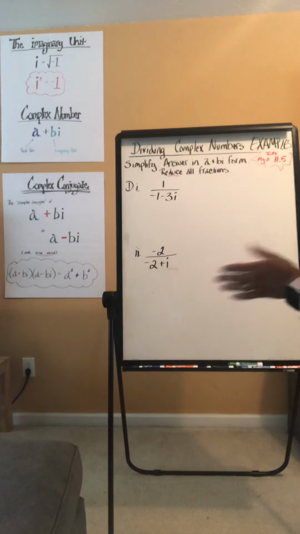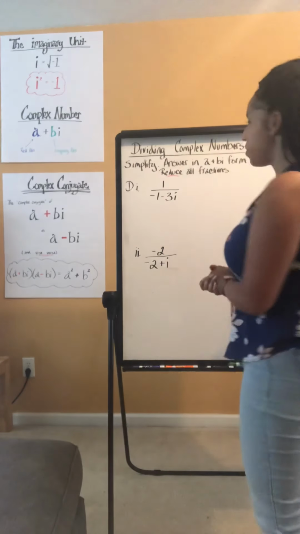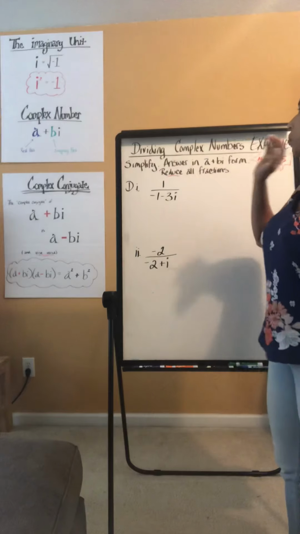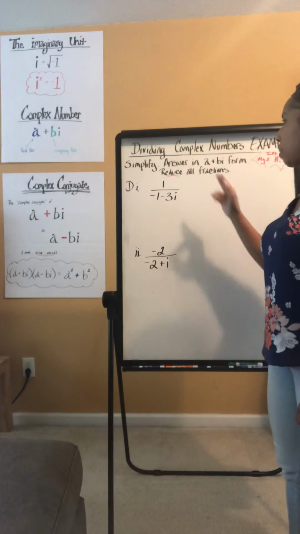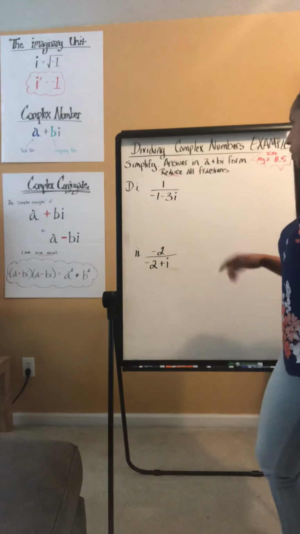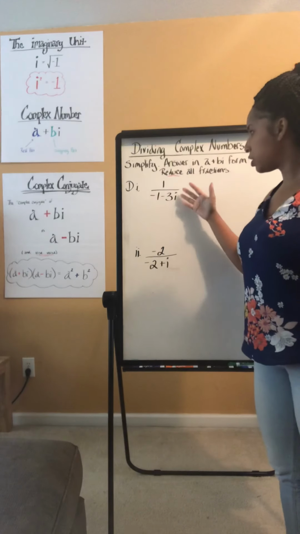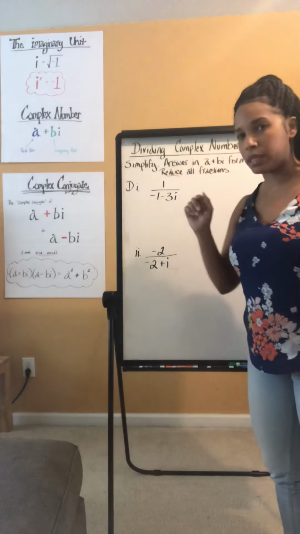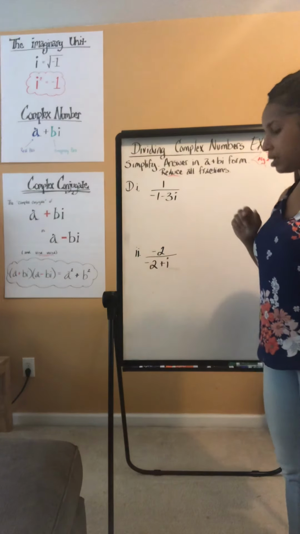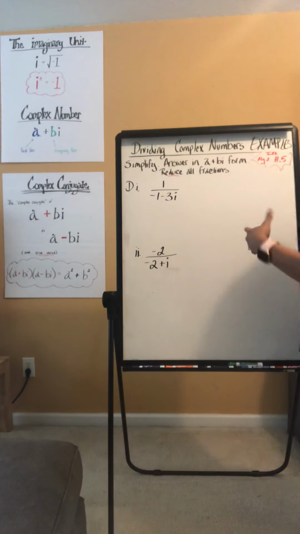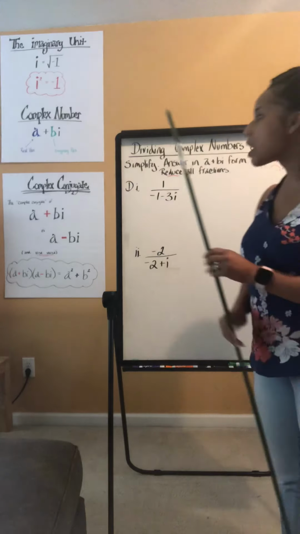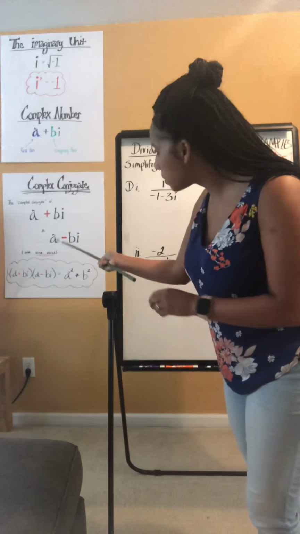All right, we're back. So example D, same thing, we are simplifying. We want to answer in a plus bi form, and we're going to reduce all fractions. Here, just throwing an i into it is not going to get rid of the i in the denominator. This is where, when we have a binomial, the concept of complex conjugates comes into play.